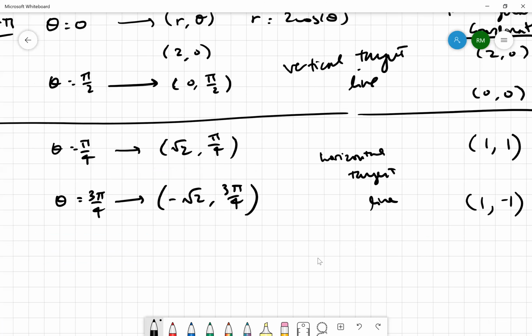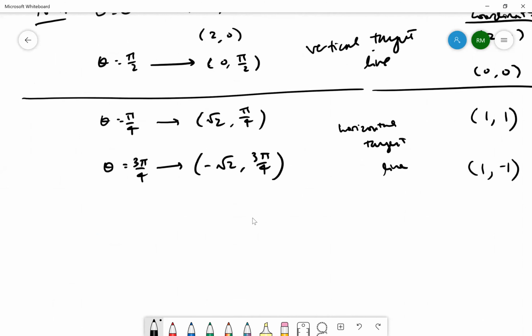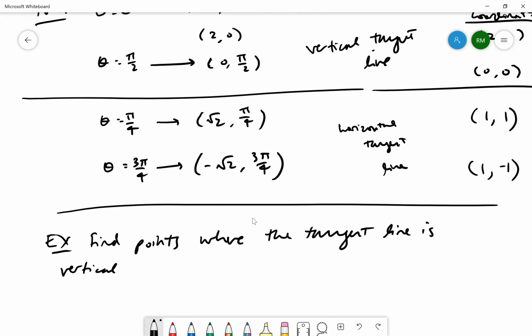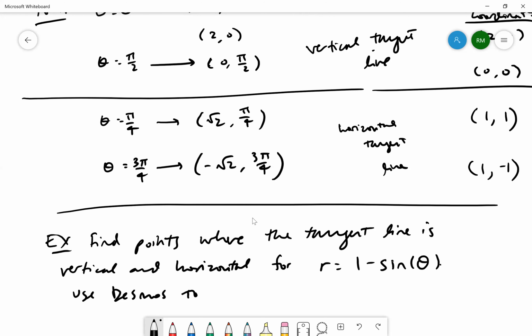So the exercise I want you to do is find the points where the tangent line is vertical or horizontal for the polar equation 1 minus sine of theta, and use Desmos to check your answer. Let me know if you have questions.